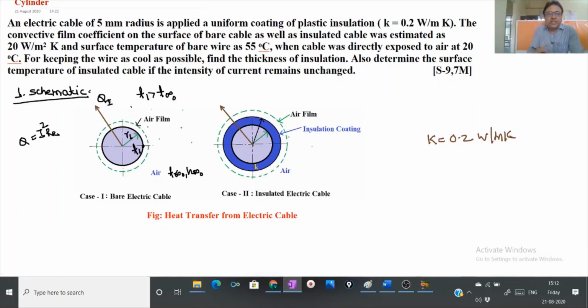Now, in second case, this electrical cable is provided with some insulation coating, and this is made up of plastic material having thermal conductivity K, and let's say the outer radius of this insulation is R2. Once again, let us say the surface temperature of this electrical cable after providing insulation is T1 dash.